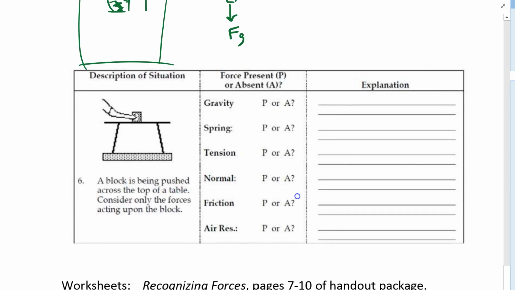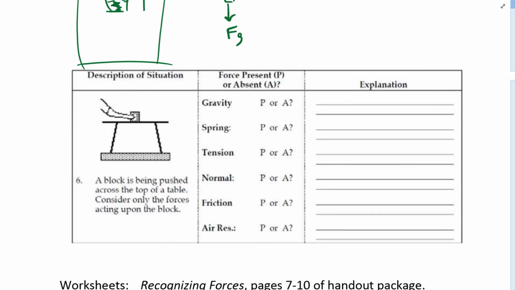So here's what your worksheet looks like. We'll just do one question so you get a sense here. There is a block being pushed across the table. Consider only the forces acting upon the block. Okay, is there gravity present? Yes. Gravity is present. I'm going to say typically don't worry about explanation unless you really feel like you need to talk about it.